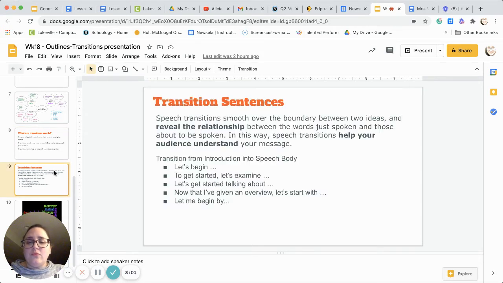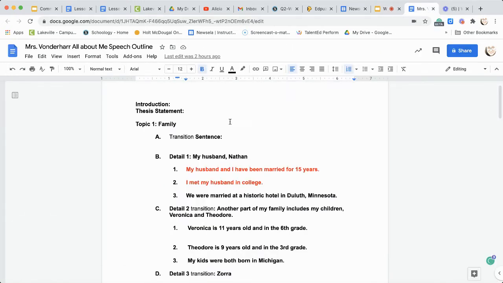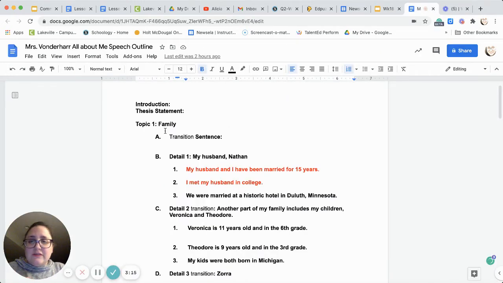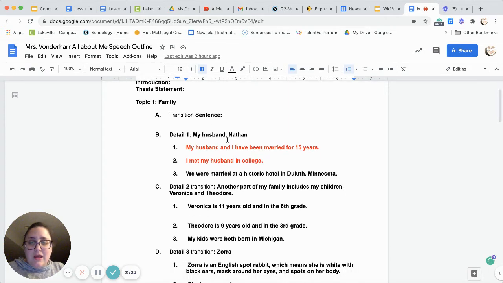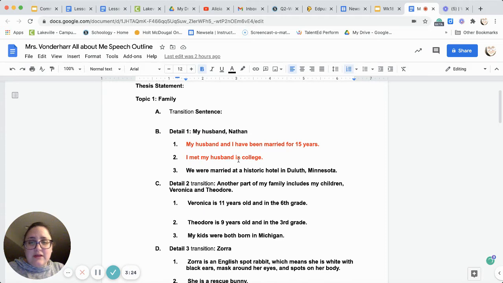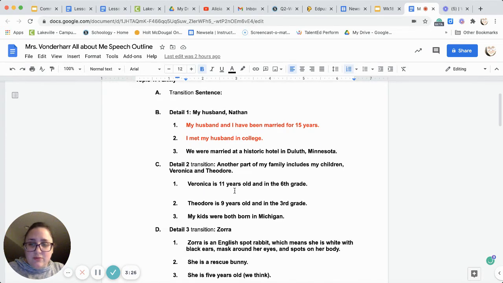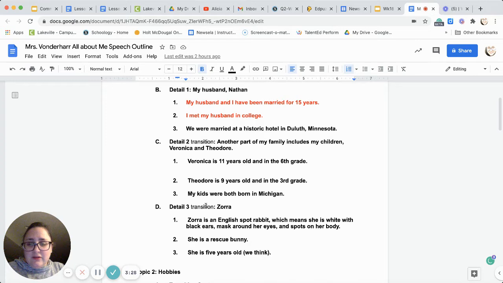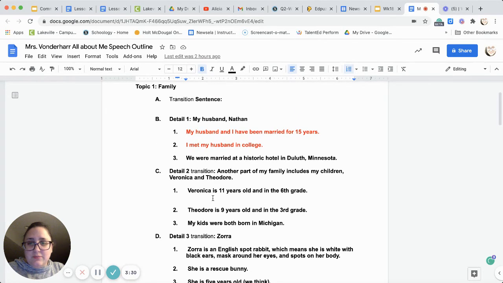So now transition sentences smooth over the boundary between 2 ideas, and they reveal the relationship between the words just spoken and those about to be spoken. So if we go back here and we look at my outline, you can see that there's a transition sentence needed from the introduction into my first topic about my family. And then we need a transition from detail 1 to detail 2 and detail 2 to detail 3. You can see that transition is prompted there.